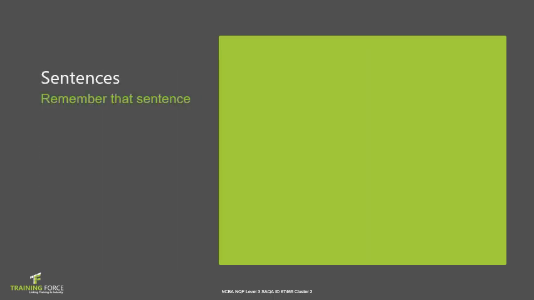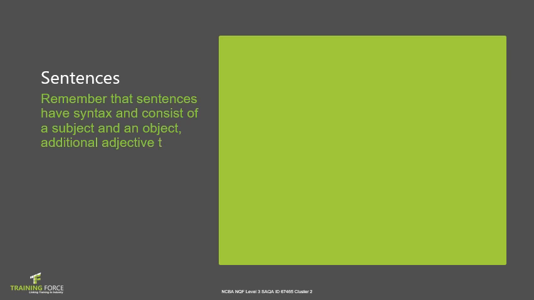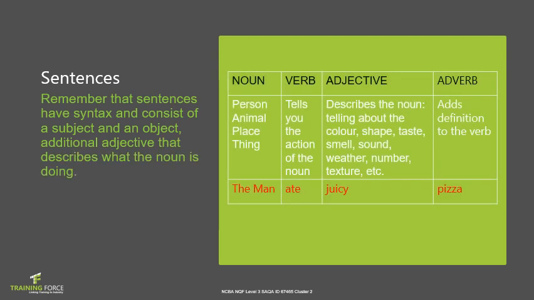Remember that sentences have syntax and consist of a subject and an object. Additionally, an adjective that describes what the noun is doing. So if we take a look at the example where we know a noun is a person, animal, place, or thing, and a verb tells you about the action of the noun, an adjective describes the noun, right? Telling us about the color, the shape, the taste, the smell, whatever the case may be. An adverb adds definition to the verb.